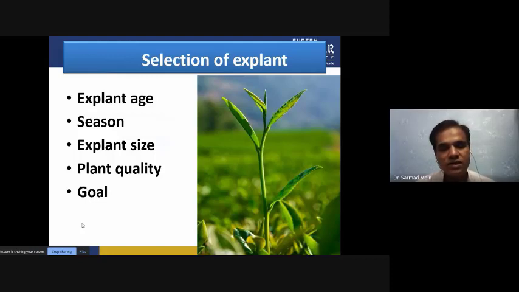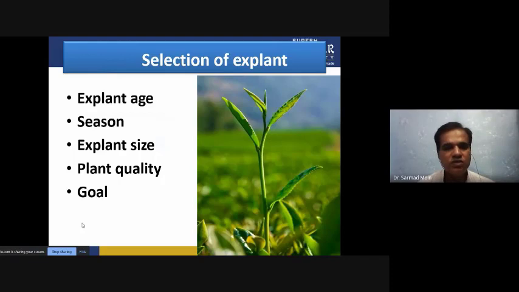Then plant quality is another factor that can hamper micropropagation. In plant quality we have to see the health of the plants, and whether pests or any weeds or other environmental stress conditions are there; they should not be there. Always we have to see our goal, what we will do when we are culturing any specific portion. When we are taking the explant, we always have to see the goal and ultimately what procedure we are following.